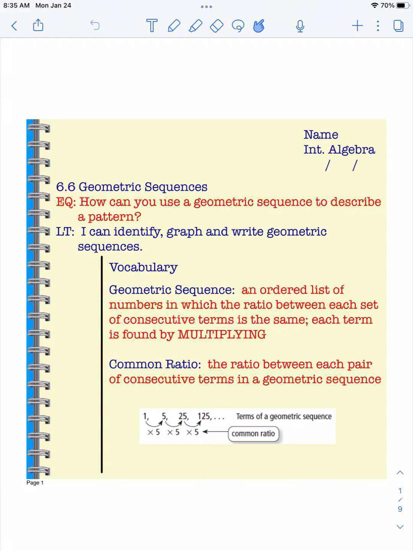Hello, Algebra students. Today we are going to be learning about geometric sequences.